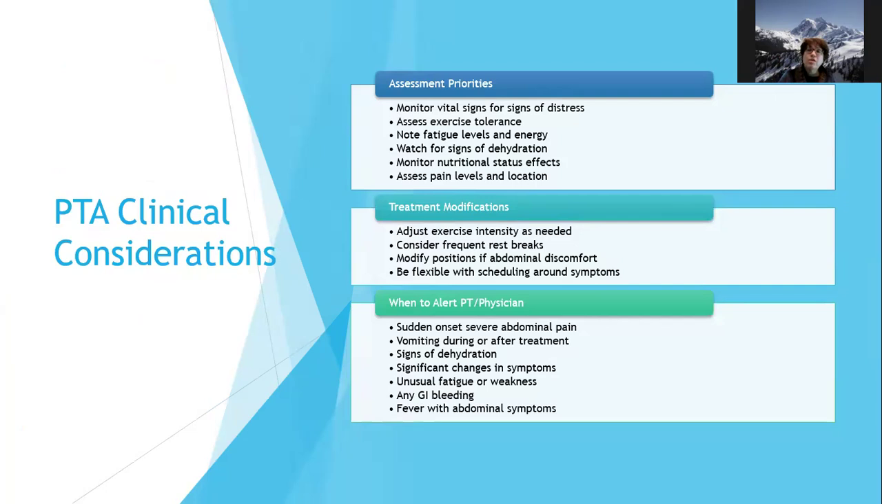So our assessment priorities, vital signs, and we're looking for signs of distress. We're going to assess exercise tolerance and note fatigue and energy levels. Watch for signs of dehydration, sunken around the eyes, decreased skin turgor. If you pull up the skin on the back of their hand, does it stay or does it go back to normal? Monitor nutritional status effects and assess pain levels and location.